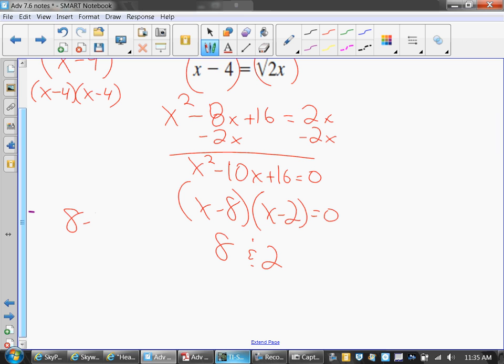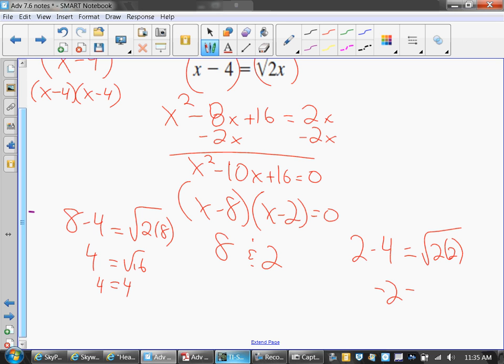You have 8 minus 4. Does that equal the square root of 2 times 8? Well, that's 4, and that's the square root of 16. So yeah, 8 works. Okay. Check it with 2. We have 2 minus 4. Does that equal the square root of 2 times 2? Well, that is negative 2, and in this case we have just regular 2. Does that work? No. What's your only solution? That's your extraneous solution.